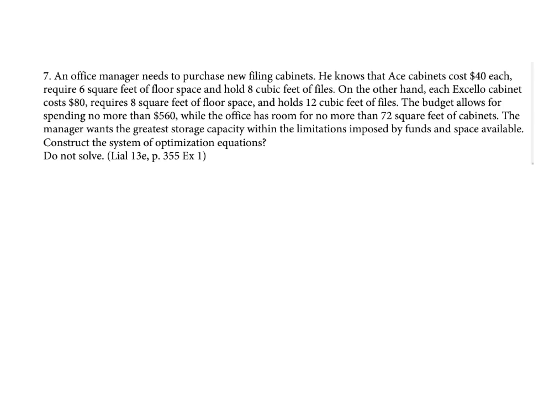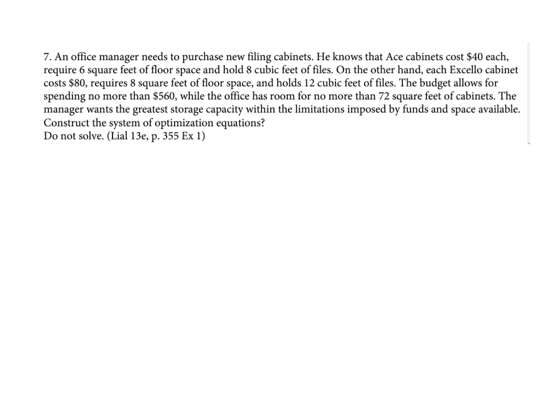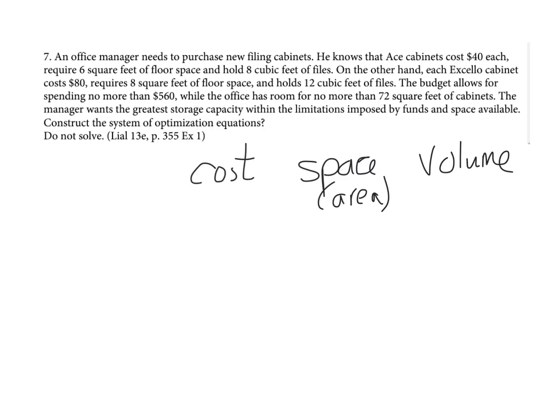In these kinds of questions, it's easy to get muddled down in the words. So I would always translate what's there in words into a table, and then we can extract the equations from it. The variables we have are the cost, the floor space, or area, and the volume. Space is area. So we have those three things.